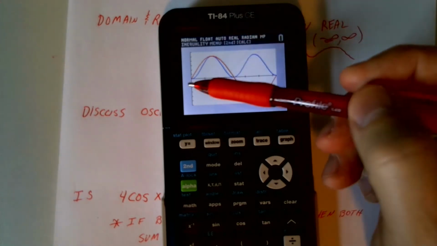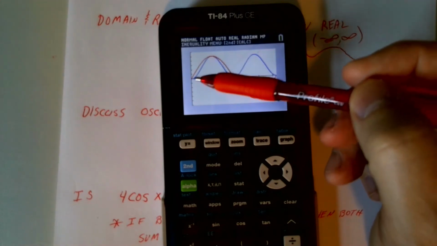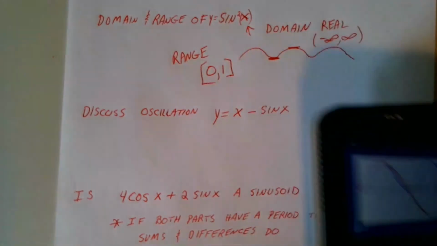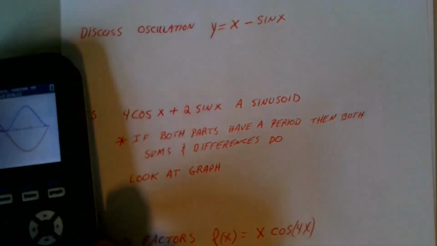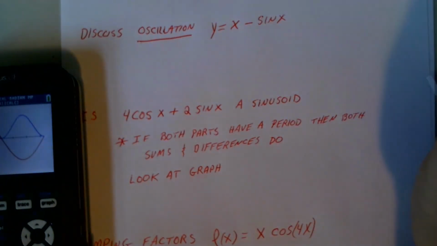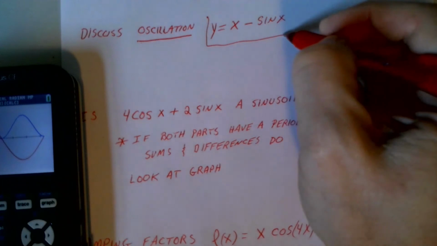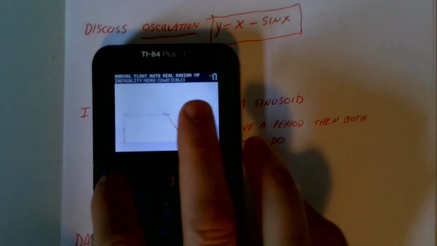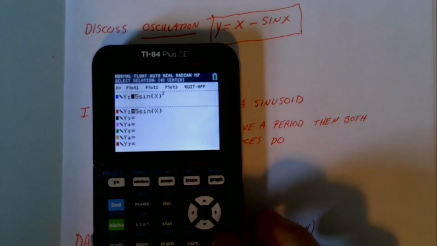You can also see that the curve going up is a little steeper when we're doing the squaring compared to that. Okay, so now what's next? What's going on with these graphs that we've been looking at? So we're going to discuss something called oscillation. And we're going to look at this function first, y equals x minus sine x. So go ahead and type that into your calculator right now.